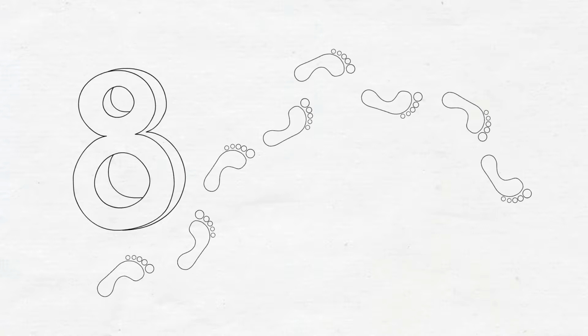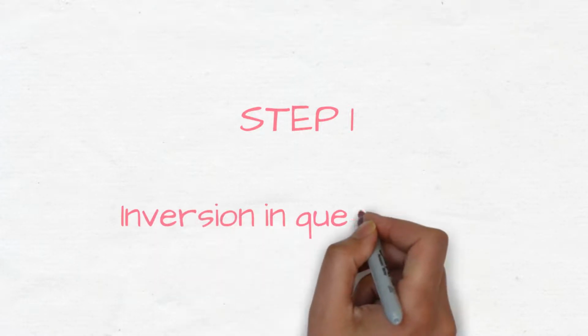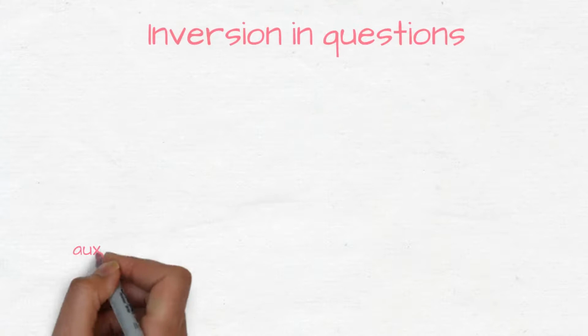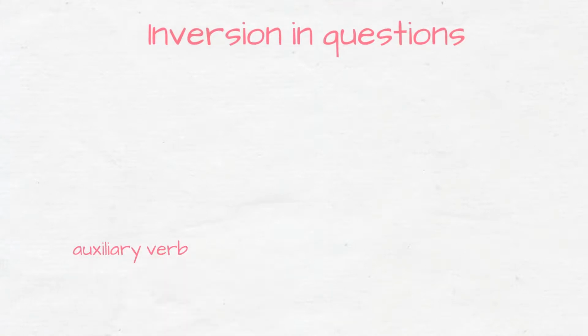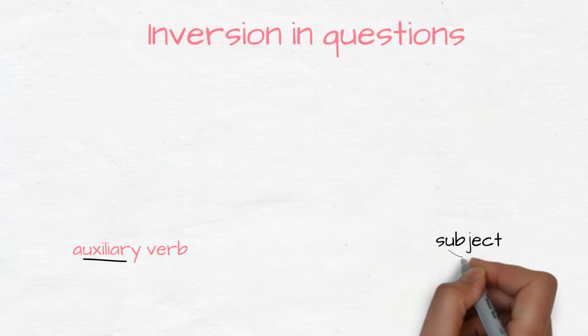Let's now meet inversion in 8 steps. Step 1. Inversion in questions. Inversion in questions means that an auxiliary verb goes before the subject.